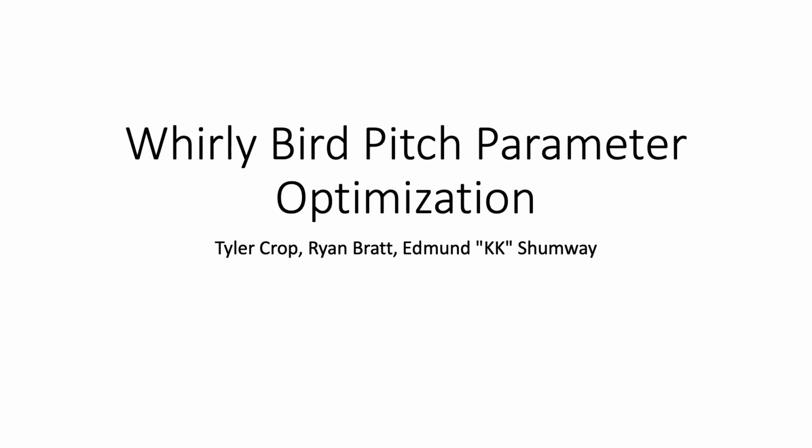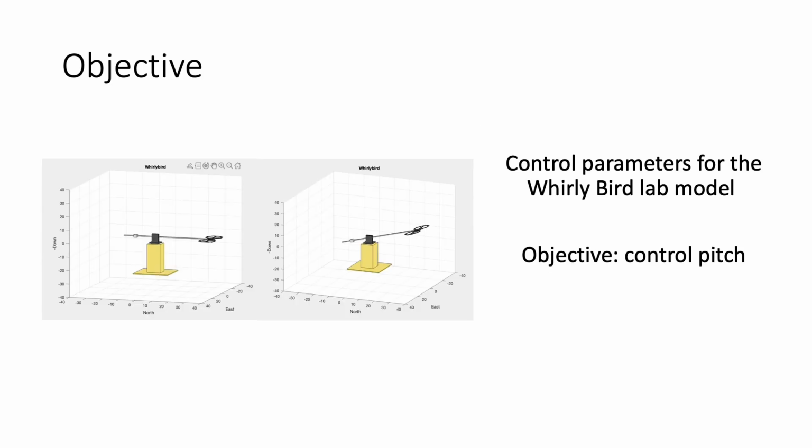This is the Whirlybird Pitch Parameter Optimization Project from Tyler Kropp, Ryan Bratt, and KK Shumway in Dr. Hedengren's Process Control class. The objective of our project was to find the correct control parameters for the Whirlybird lab model simulation, specifically pitch, which is angle of elevation from the floor. As you can see on the left, it starts at 0 and will raise up to some set point.